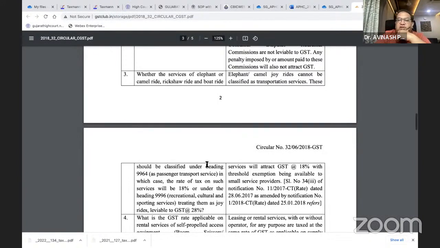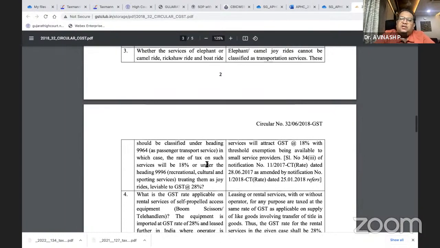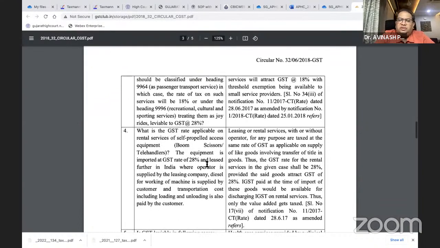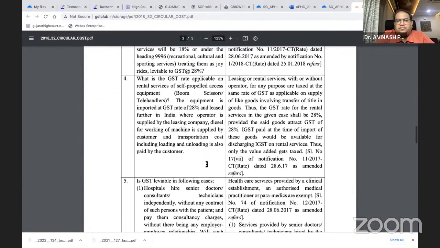Let's see the answer. Elephant and camel joy rides cannot be classified as transportation services. These services will attract GST at the rate of 18%, with threshold exemption being available to small service providers. So therefore, 18% will be applicable. It cannot be classified as transportation services. It is being clarified, but still the rate applicable would be 18%.